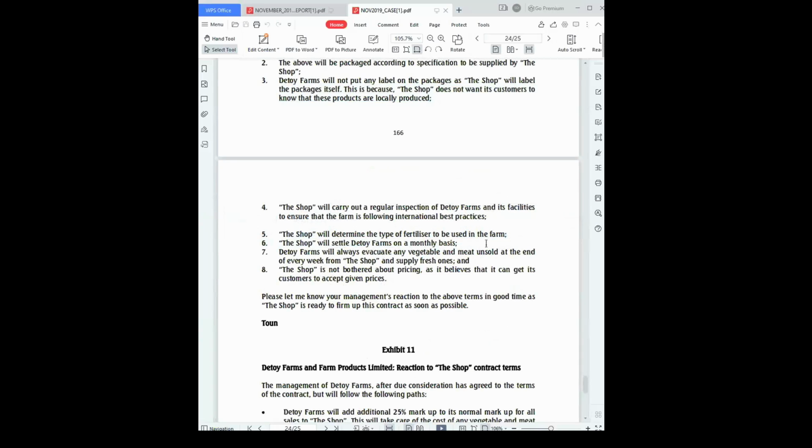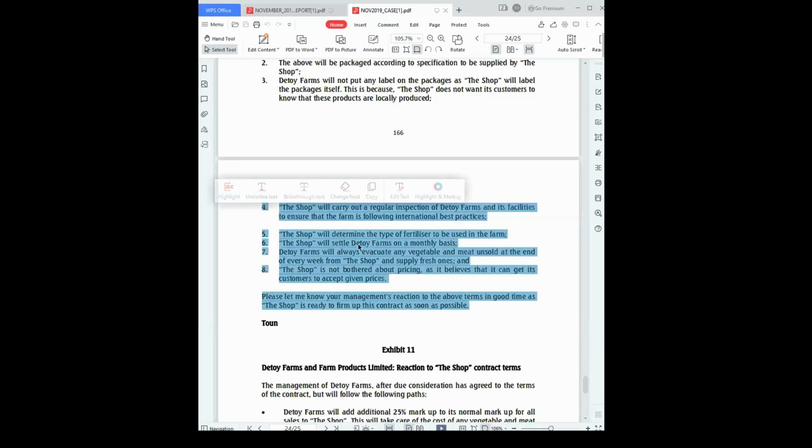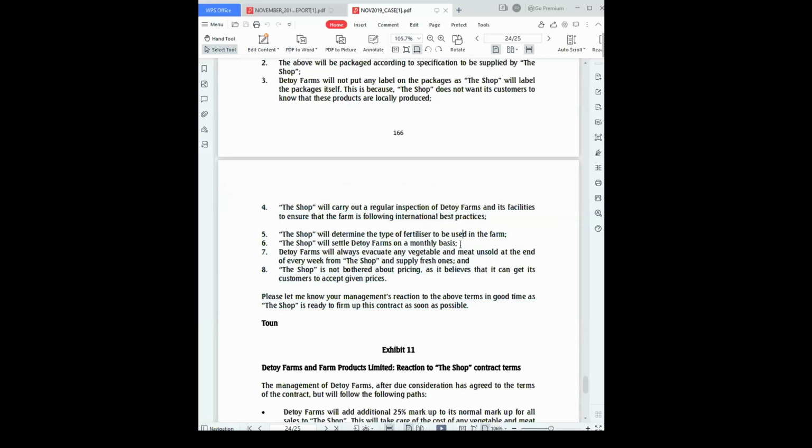The reason why you have this contract proposal is they want you to look at it and identify those terms that are bad, that they should not accept. So that is the essence. Your job is to identify those terms that are not okay for them. And they said they will settle them on a monthly basis.